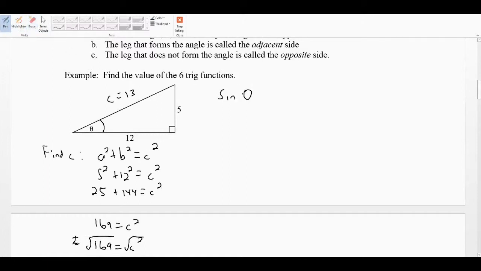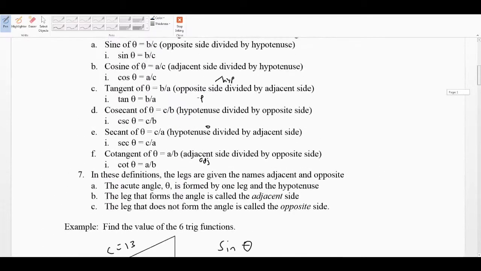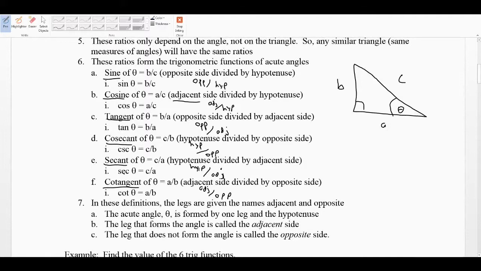So we're going to find sine of theta, cosine of theta, tangent of theta. This is the abbreviation for cosecant, and SEC is the abbreviation for secant, and COT is the abbreviation for cotangent. So sine, cosine, tangent, cosecant, secant, and cotangent. And that's what these abbreviations are.